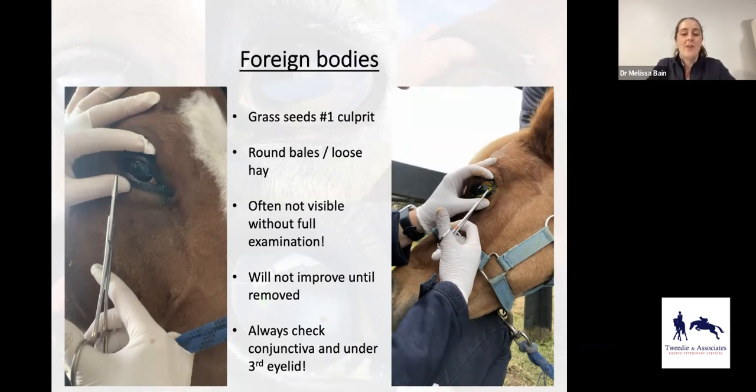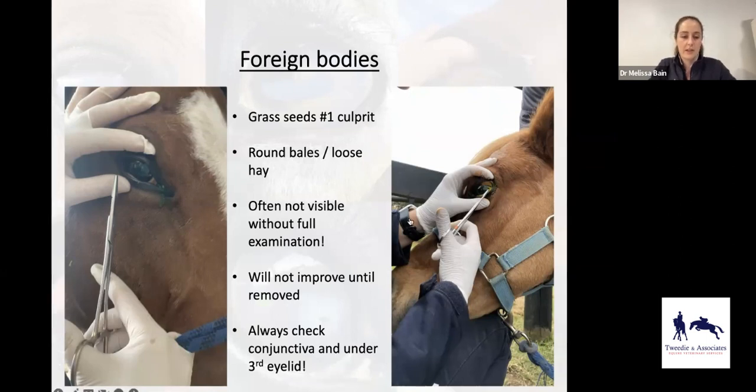The thing about these two, they're quite interesting, is that they show relatively mild signs of eye pain. Outwardly, you can't see them. So it's really hard to see these without a proper examination with sedation and nerve blocks. And these normally present as weepy, slightly painful eyes that just don't improve even despite treatment. So for these, it's really important to always look in the conjunctiva and under the third eyelid.